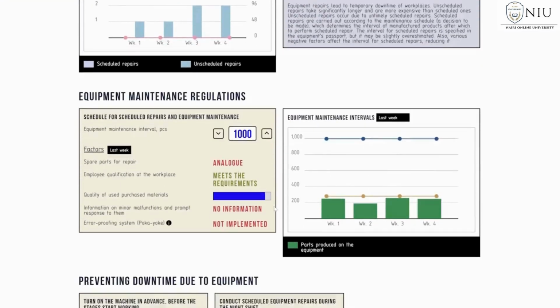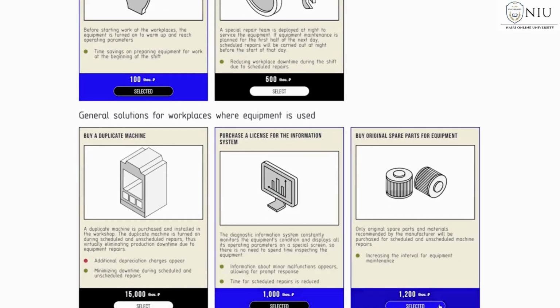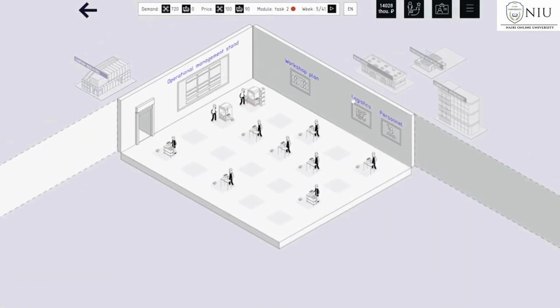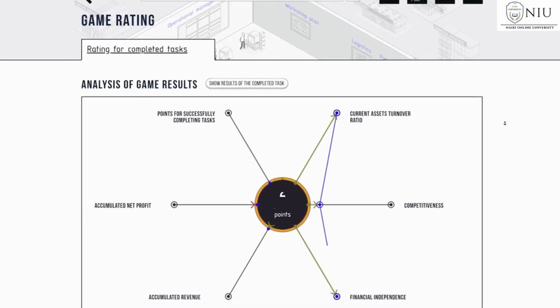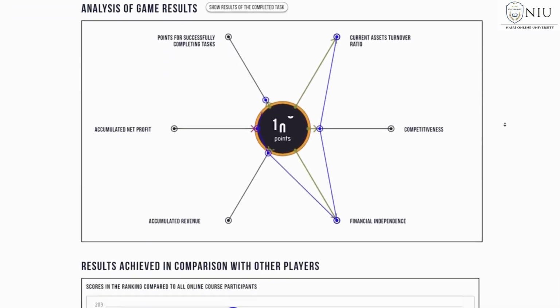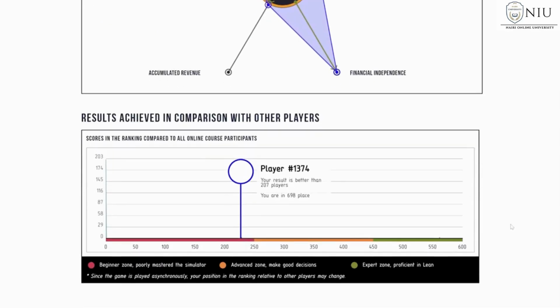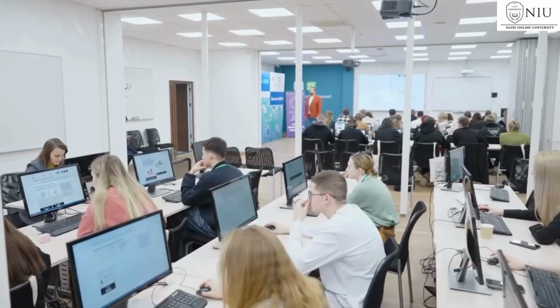But identifying waste is just the beginning. The real skill is learning how to eliminate it, without creating new problems elsewhere. Each decision affects your plant's performance, and it's all tracked in real time. Your results, revenue, profitability, competitiveness all feed into a dynamic rating system that reflects your true capability to drive lean transformation.